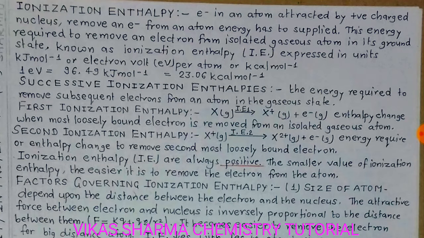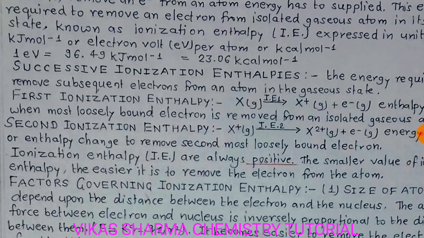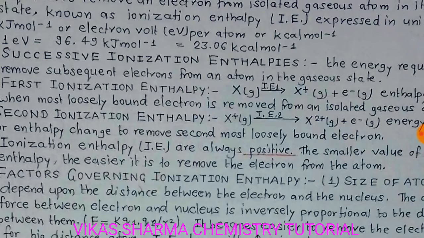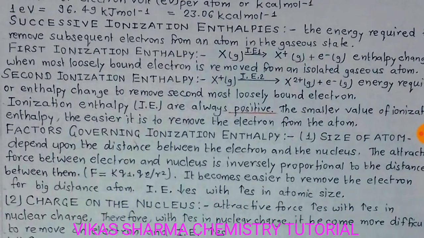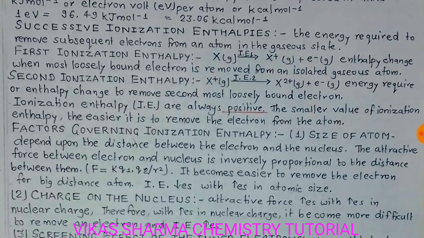Symbolically it is I.E., expressed in units of kilojoule per mole, or electron volt (eV) per atom, or kilocalorie per mole. 1 electron volt is equal to 96.49 kilojoule per mole or 23.06 kilocalorie per mole. The successive ionization enthalpies are the energy required to remove subsequent electrons from an atom in the gaseous state.